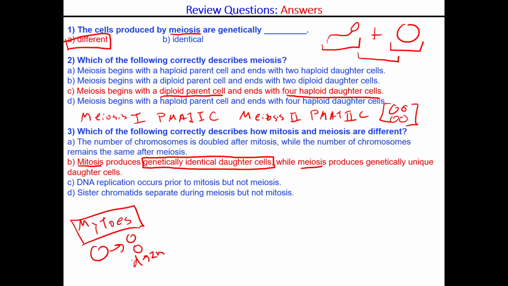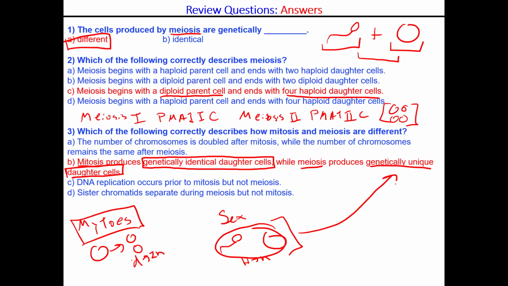While meiosis is going to produce genetically unique daughter cells. Again, the reason why is because now we're dealing with our sex cells, which are our sperm and egg cells. And in this case, these are going to be haploid, or just an N. Again, we have a lot of ways to make these unique. Remember, we have our independent assortment, and then we also have that crossing over. So we're going to have a lot of mixing and exchanging of these. So these are now going to be genetically unique versus these are going to be genetically identical.